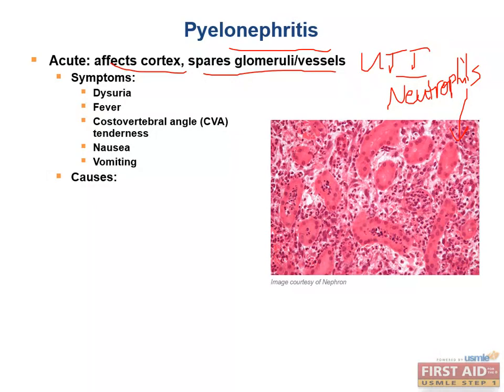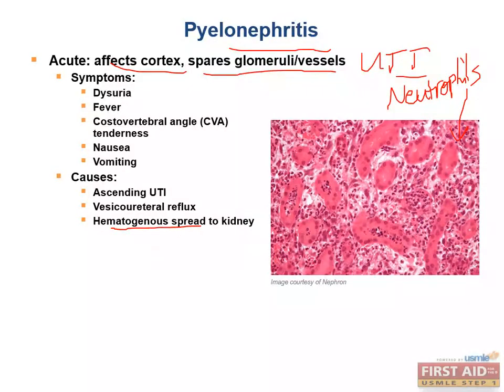And causes of pyelonephritis include ascending UTIs, vesicoureteral reflux, because that makes the patient much more prone to getting bacterial infections ascending up to the kidneys. And how else could the pathogens reach the kidney? Through the blood. Hematogenous spread through the blood to the kidney.